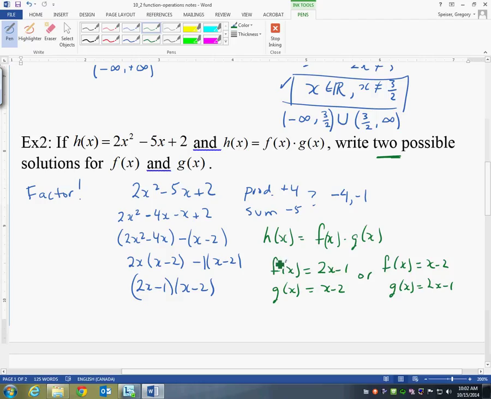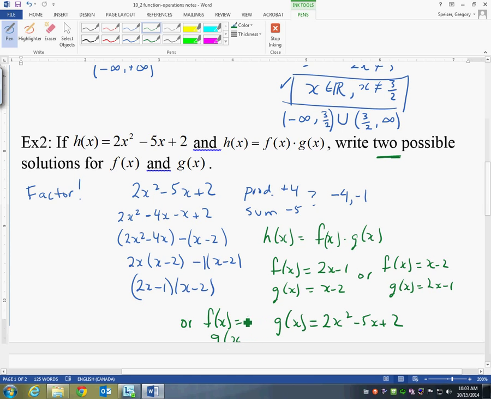No, those are the no-brainer answers. The sort of like, hey, obviously this is probably what they're looking for. But what about if we just said if f of x was equal to 1, right? Then g of x would then have to be 2x squared minus 5x plus 2, right? There would be another example.